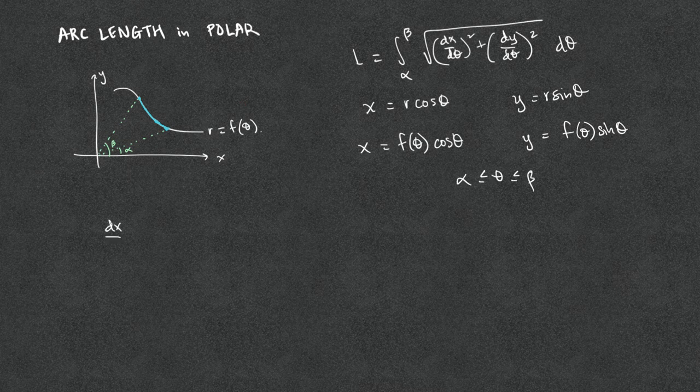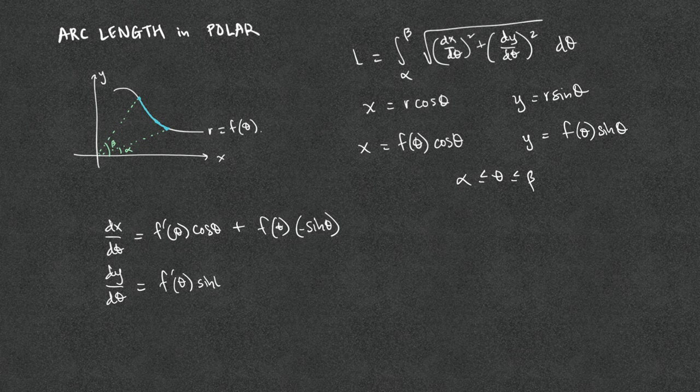Now, dx/d theta, the derivative of x, is f prime of theta cosine of theta plus f of theta times negative sine of theta. And dy/d theta is f prime of theta sine of theta plus f of theta times cosine of theta, using the product rule in both cases.